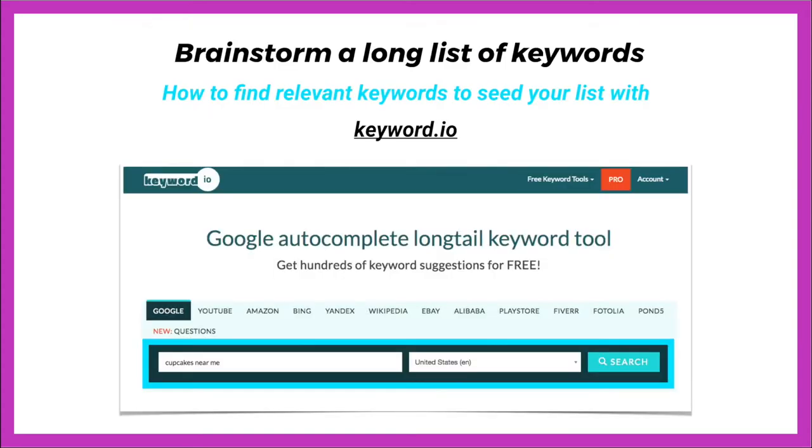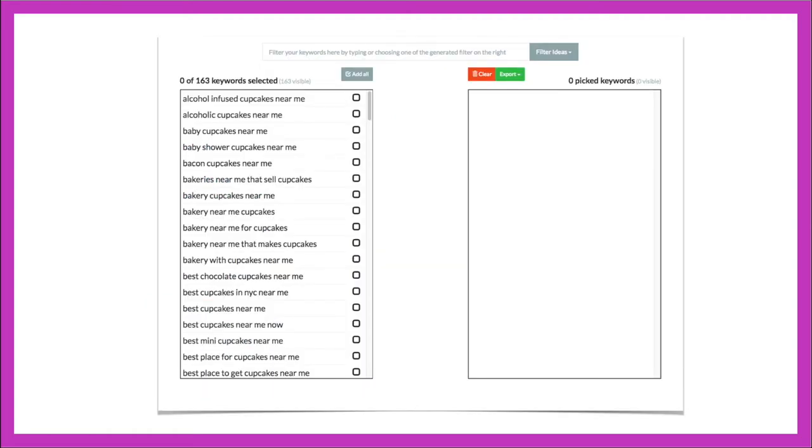You can also use keyword.io, which is just like Uber Suggest. And this is how the search results come up when you look. Like, you can see people are looking for baby cupcakes near me, baby shower cupcakes near me. Those ones seem to be popular. And you can also export this list as well.